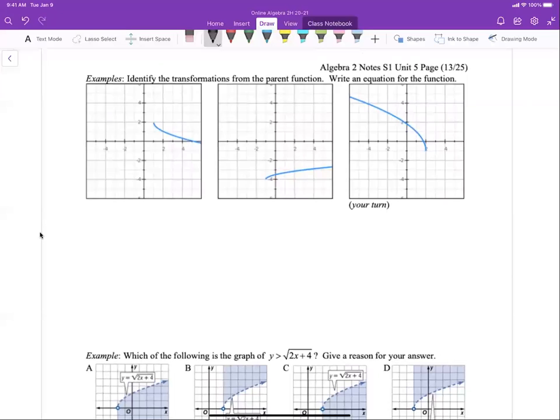We now have given the graph and we have to come up with, identify the parent. We have to determine the transformations from the parent function. Okay, parent function is square root of x, and we have to write an equation. So originally this graph looked something like this, and you can see that we have an x-axis reflection, right? And so we need to take into account we have an x-axis reflection, which will be outside of the parent function. Okay, so that's the first thing.